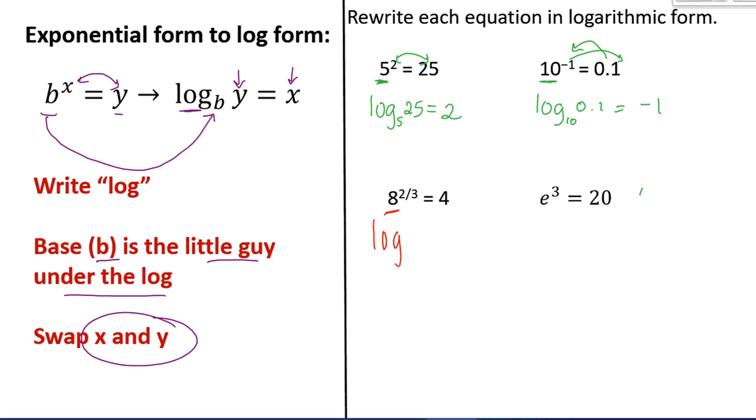The base becomes the little guy, and then the 4 and the 2/3 swap sides. 4 is alone, now it goes inside. 2/3 was up in the power, now it gets to be alone.